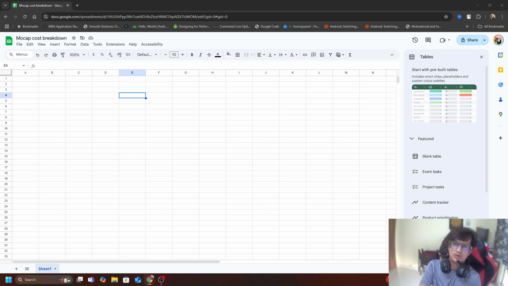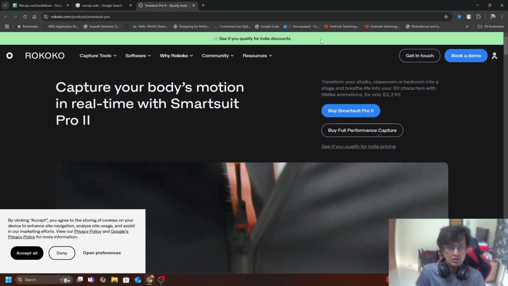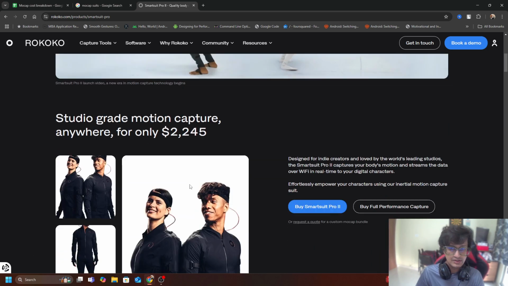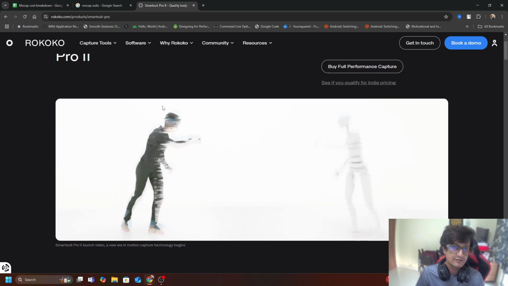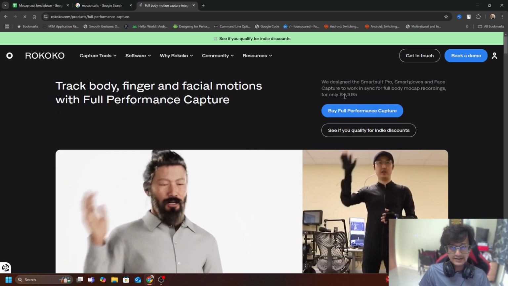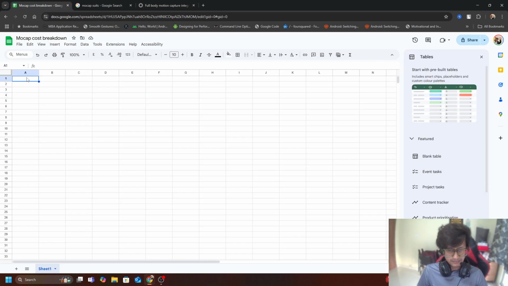First and foremost, we will assume that we are going to get our own motion capture suit. If we look at a couple of motion capture suits online, let's assume that you are going with Rokoko. Rokoko has a couple of variations in their suits that start at $2,245. It also has a full performance capture device that starts at $4,395.